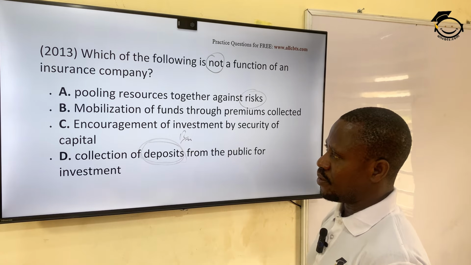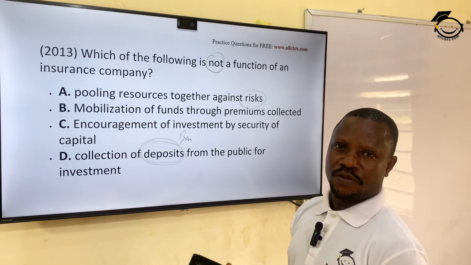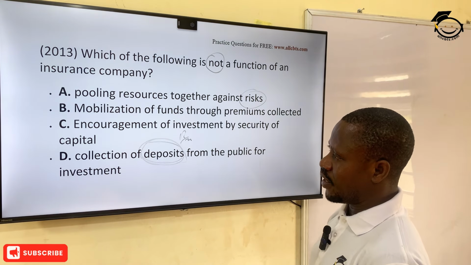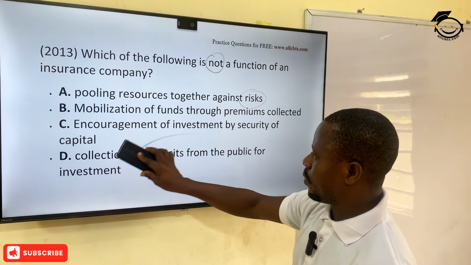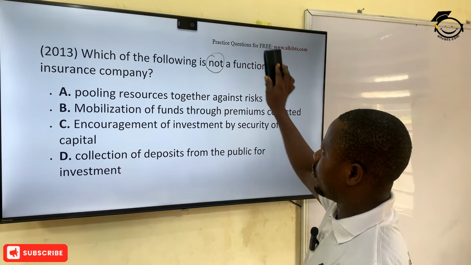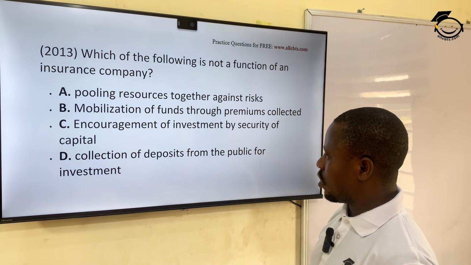So by so doing, option D is off as regards this question, and that is the answer to the question. Option D. They don't collect deposit. That is for the banks. But this we are talking about insurance company.